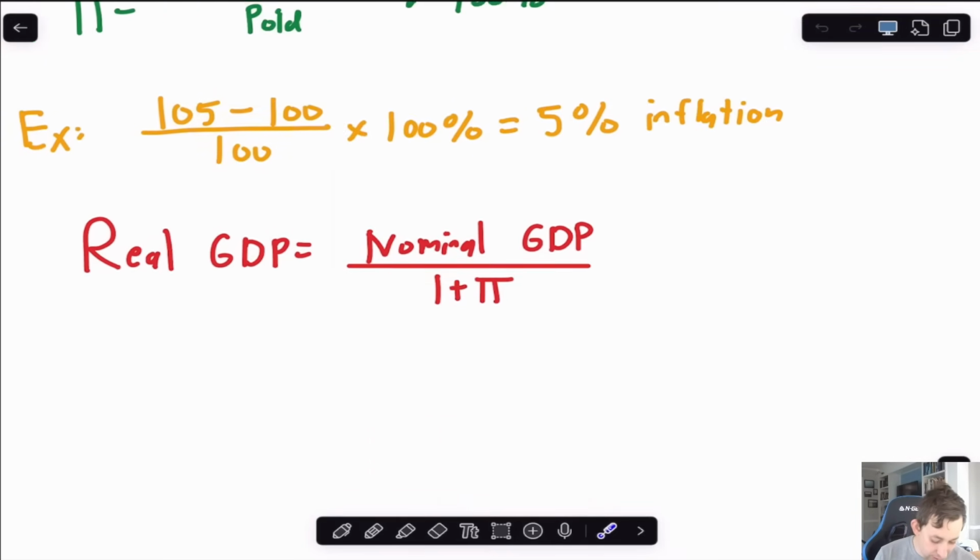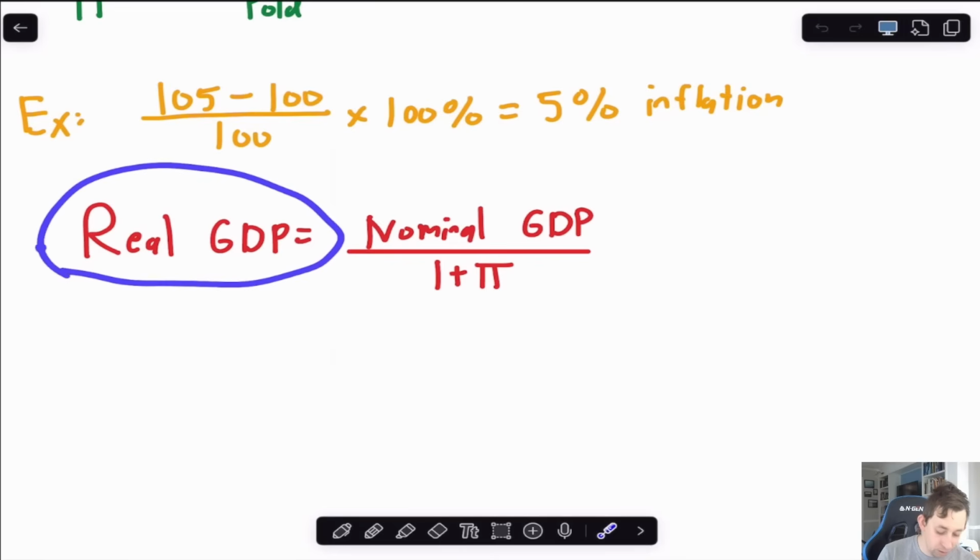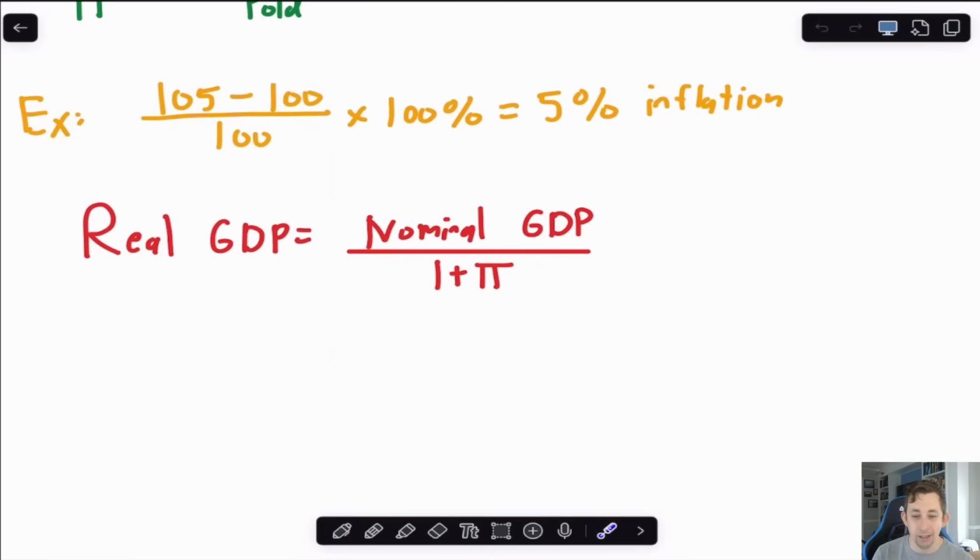The big thing for us is that real GDP is just going to be nominal GDP divided by 1 plus inflation. So that's how you can take out inflation from nominal GDP and get real GDP, in order to compare lemonades to lemonades instead of revenue from lemonade to revenue from lemonade, to compare how much your GDP actually changed as opposed to your nominal GDP, which includes inflation. So again, this is just a real quick review of Unit 2.